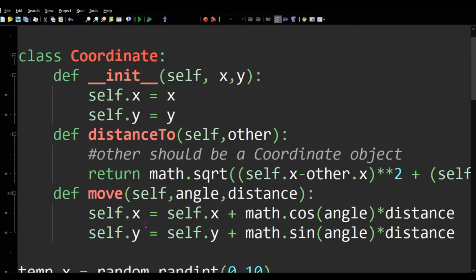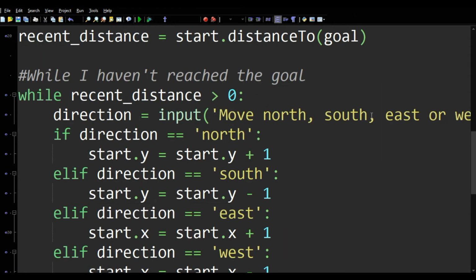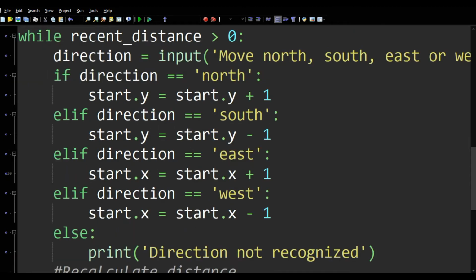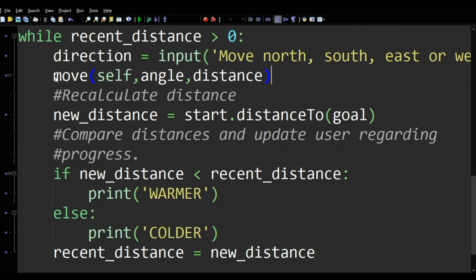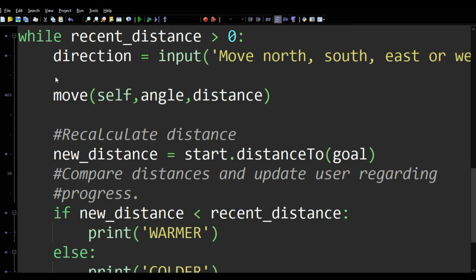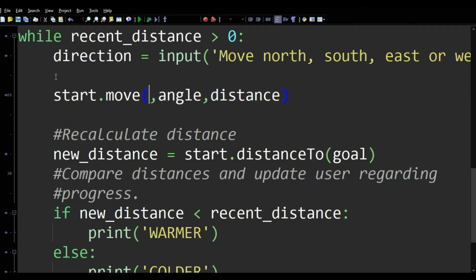Now, we're going to have to change our user input to use this move function. So let's scroll down to where we were saying north, south, east, or west. And now we're going to have to ask for angles and distances. So let's delete this. I'm going to paste in a call to move. Now it's going to be start.move, and we're going to get rid of the self here, because that self that I just deleted refers to whatever object I'm calling.